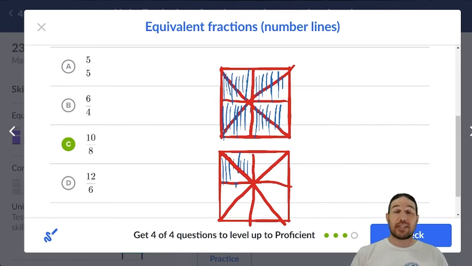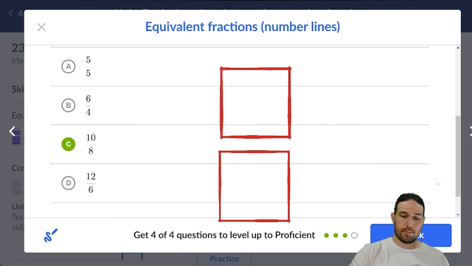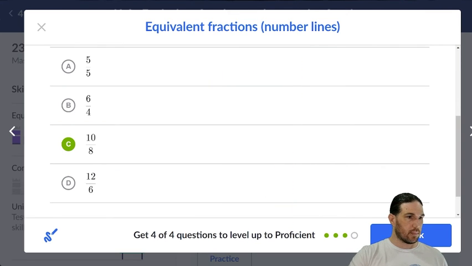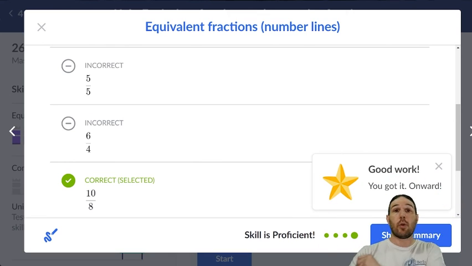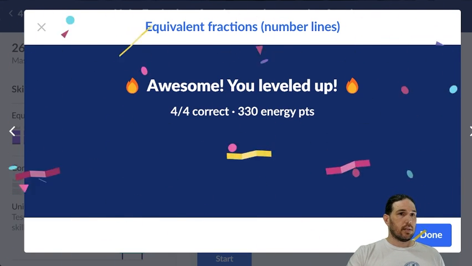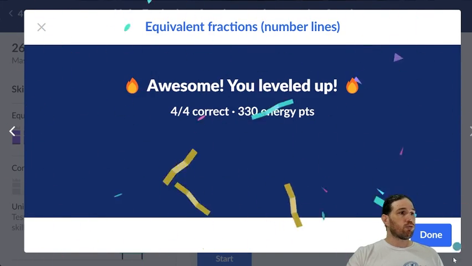I've got eighths here, and 1, 2, 3, 4, 5, 6, 7, 8, 9, 10 of them are now highlighted. 10/8. And that's equivalent fractions on the number line. We are moving right along.